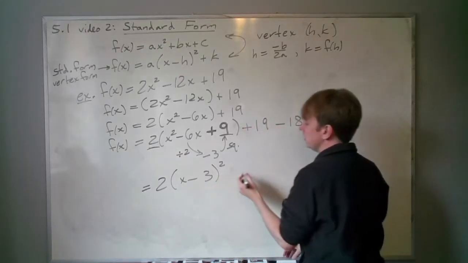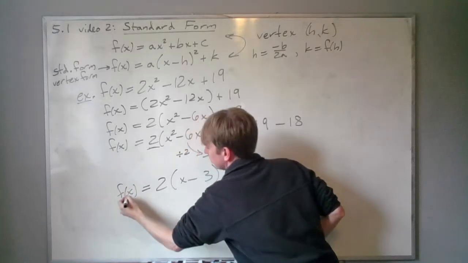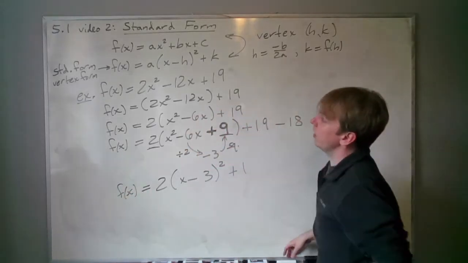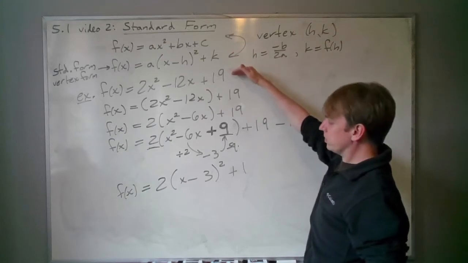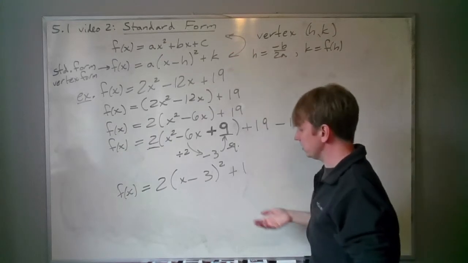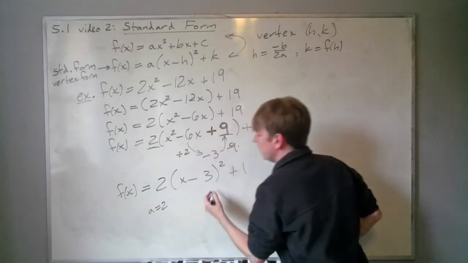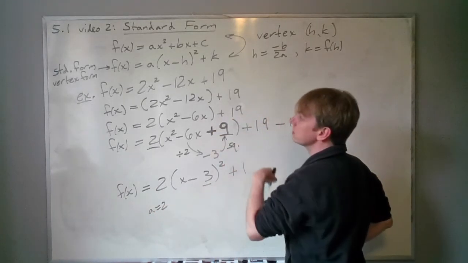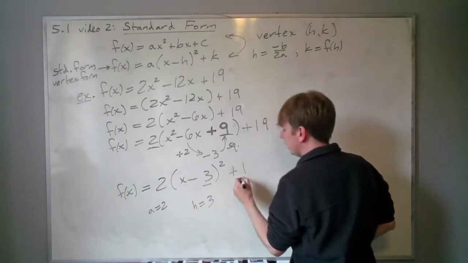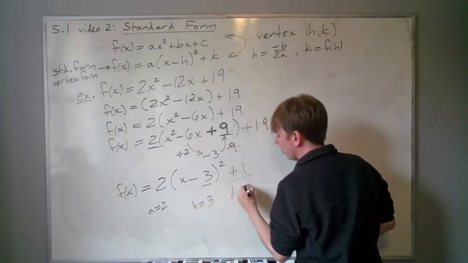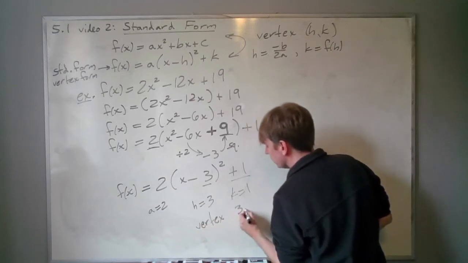And 19 minus 18 is 1. Okay, so we have turned our parabola, or our quadratic function, into standard form. And so this is now a parabola with a is 2, h, let's see, it's x minus h, so I guess h is positive 3, and k is 1, so our vertex is (3, 1).